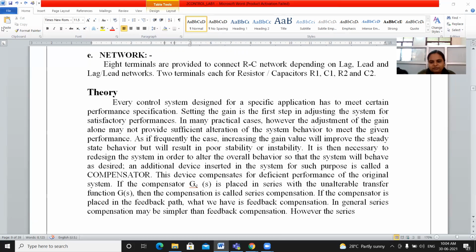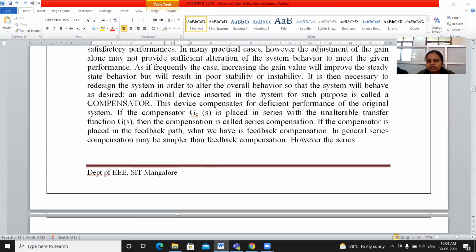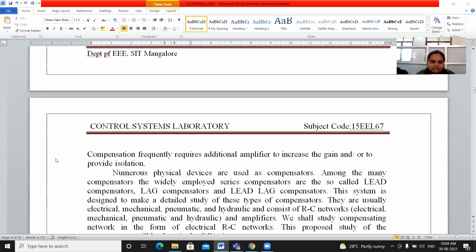In general, we prefer series compensation. When we go with the feedback, it is somewhat complex, whereas series compensation is easy. But when we go with a higher design, we prefer feedback compensation only, even though it is complex in the design part. That's what is taken here.